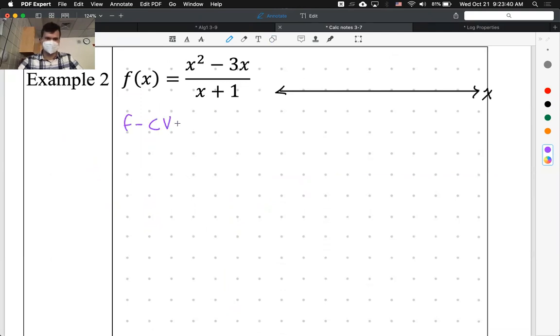FCVs. Definition of FCVs, Chris, is what? Or F prime DNE. And again, that means I'm setting the top equal to zero and the bottom equal to zero after I find the derivative. Okay, so that's the step that I'm working on. Let's give it to Fiona, take the derivative.